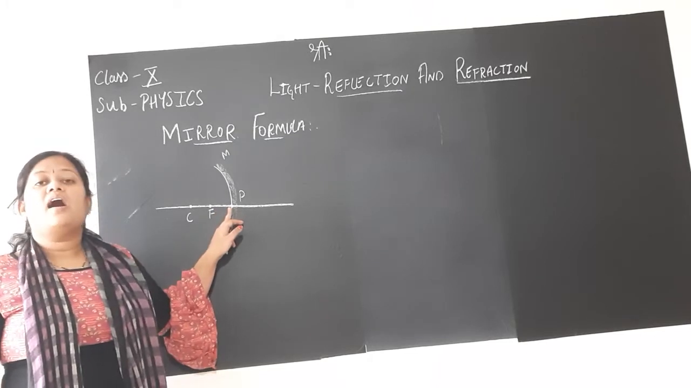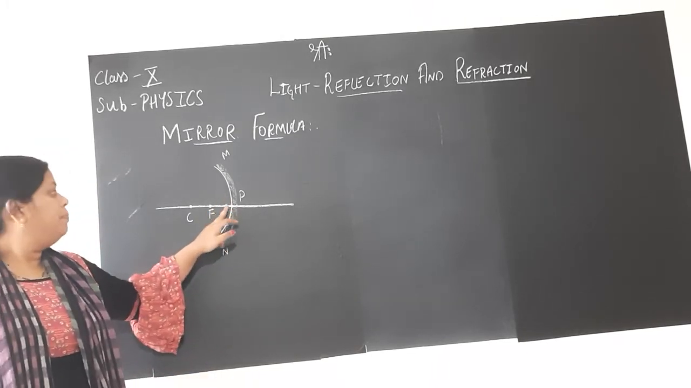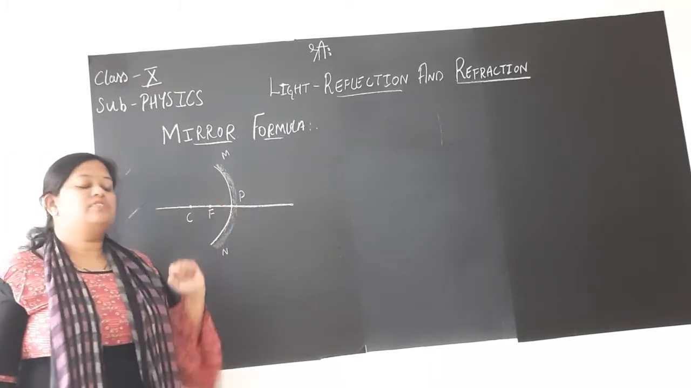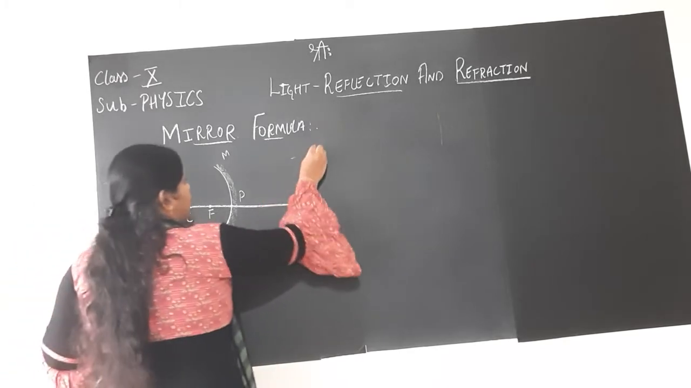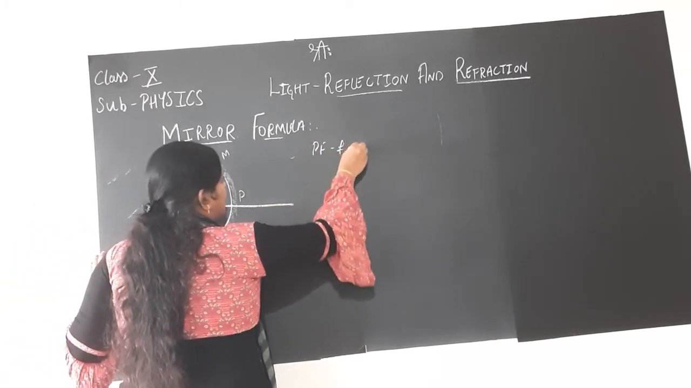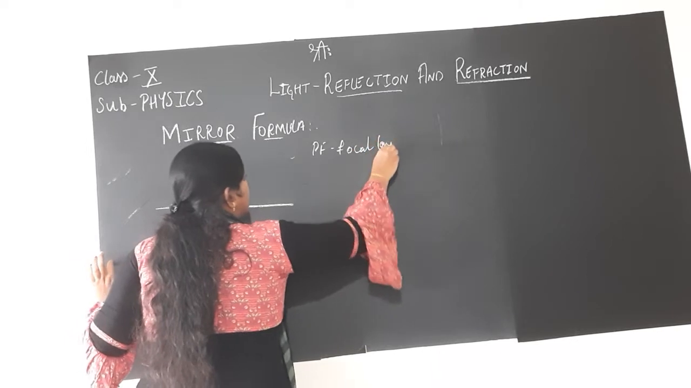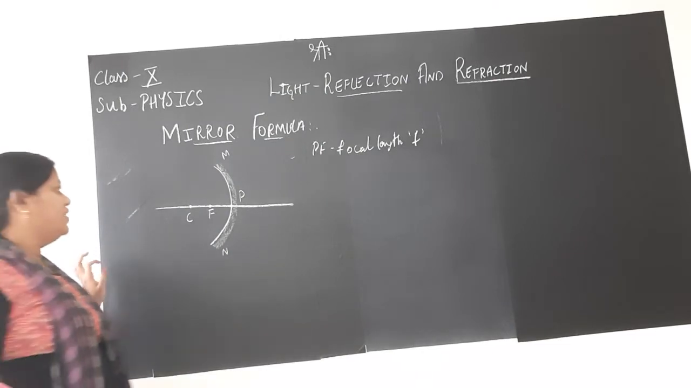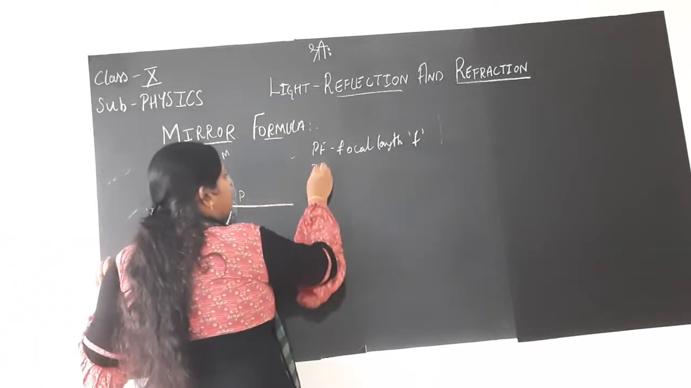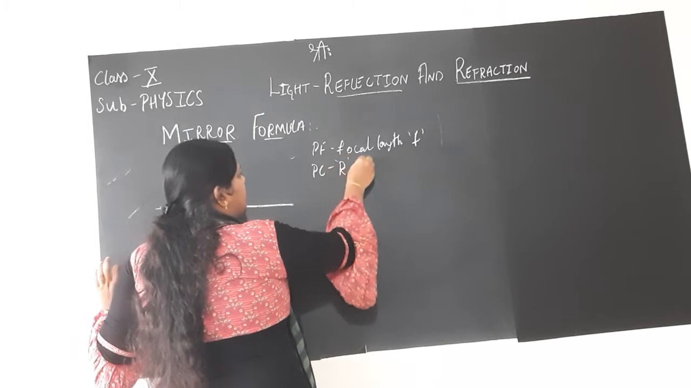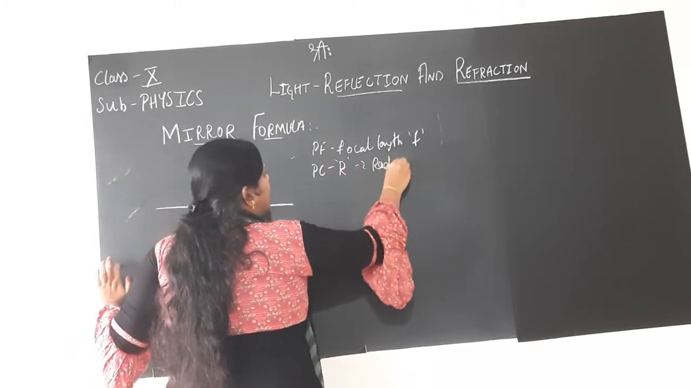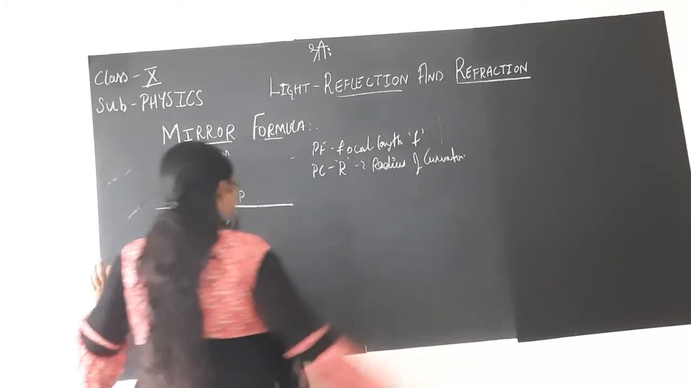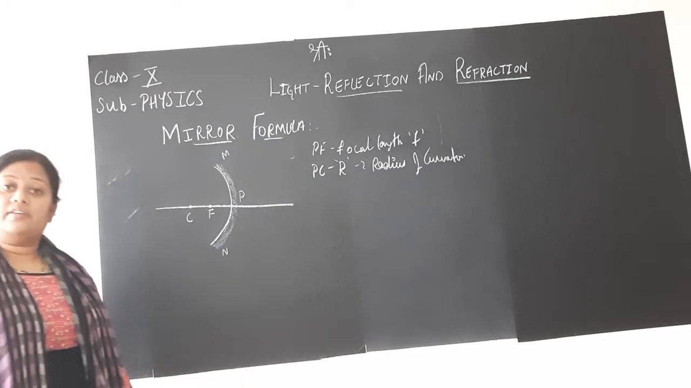all the distances are measured starting from the pole of the mirror, isn't it? Maybe from P to F. What is the distance from P to F called? It is small letter f, called the focal length of the mirror. The distance from the pole to the center of curvature, P to C, is represented by capital letter R, called the radius of curvature.